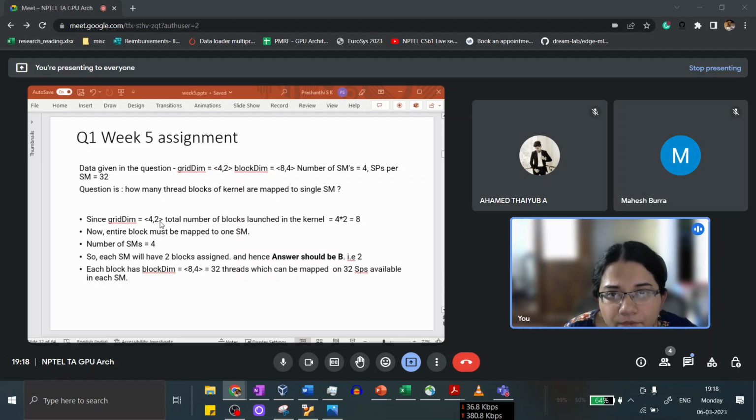Grid dimension is 4 x 2, so the total number of blocks launched is 4 x 2 = 8. Now an entire block must be mapped to one SM, and the number of SMs is 4. So each SM will have 2 blocks assigned, and therefore the answer should be B, that is 2. And each block has dimension 8 x 4, which is 32, and these 32 threads can be mapped on the 32 SPs that are available in each SM.